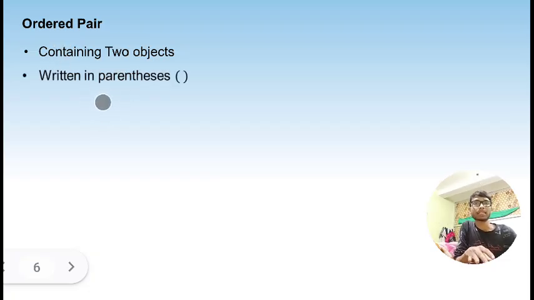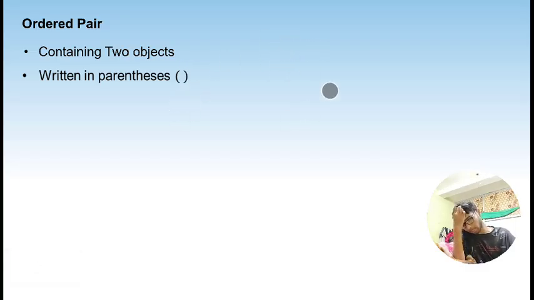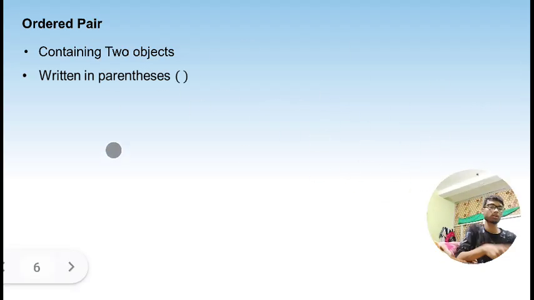In the case of an ordered pair, it is written in parentheses. So we will write these two objects inside the parentheses, separated by a comma. This whole will be an ordered pair, like this: open bracket, 7 comma 2, close bracket. This whole is one ordered pair.